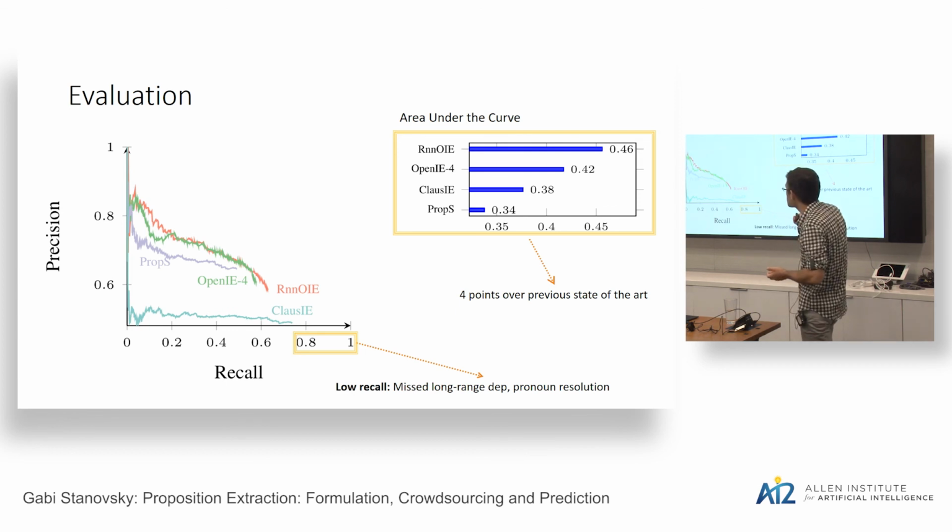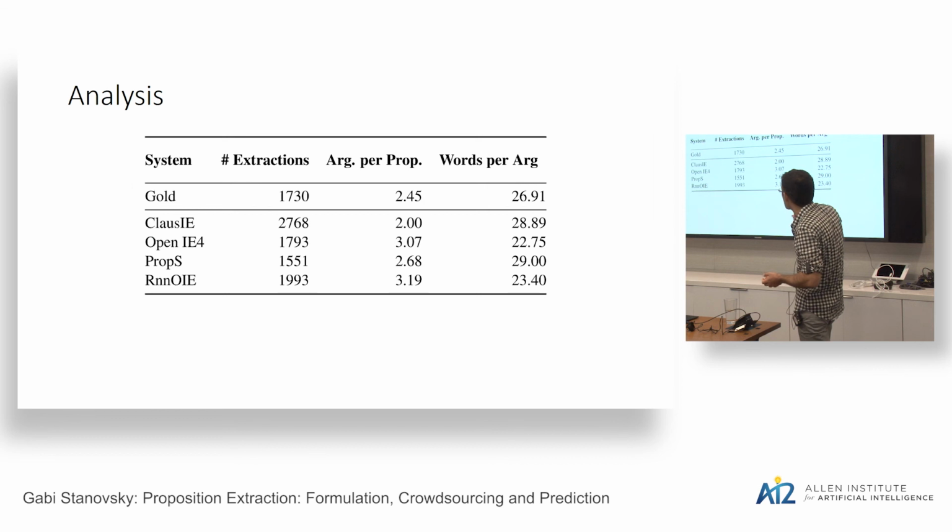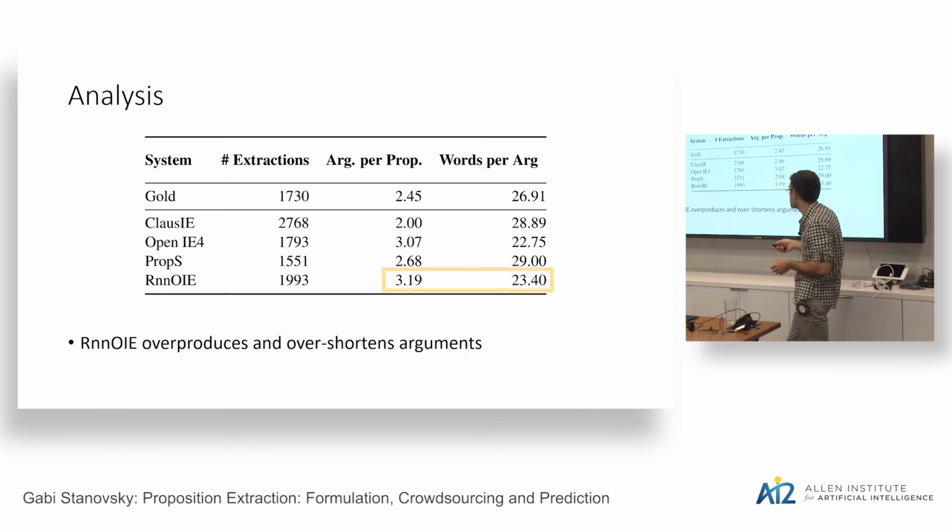So let's look at some analysis of this data. We looked at the number of extractions that we get, and the arguments per proposition, and this, I think, is a mistake. This should be characters per argument, to see whether we get the correct number of propositions, all in all, from the text, as compared to the gold, which is the first one. If we get the right number of extractions, so the right number of predicates, to your question, the right number of arguments per predicate, and the right number of characters per argument. So overall, we see that our system tends to overproduce arguments a little bit and over-shorten them. So you have slightly shorter arguments than we want.